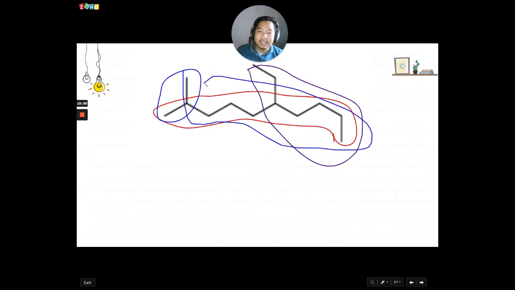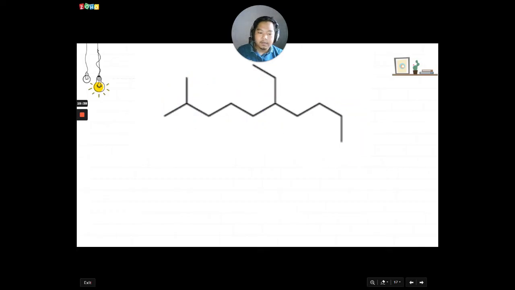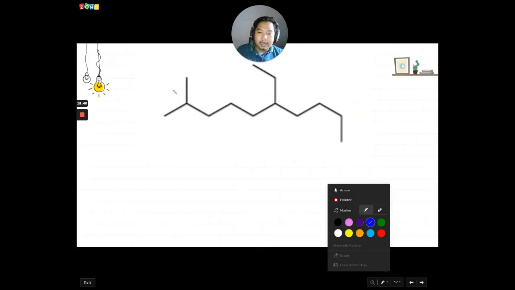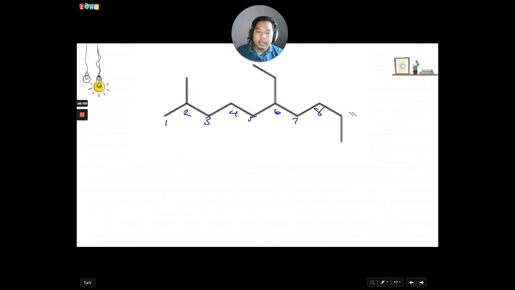Sorry, it's a bit messy. The point is, I have to identify my longest chain. So let me erase that to avoid confusion. Either I could go from here, 1, 2, 3, 4, 5, 6, 7. That's only 7. If I go here, 1, 2, 3, 4, 5, 6, 7, 8, 9, 10. That would be 10. If here, 1, 2, 3, 4, 5, 6, 7, 8, 9, 10. Either way, it's the same, 10. So I could simply assume that this is my longest chain. 1, 2, 3, 4, 5, 6, 7, 8, 9, 10.